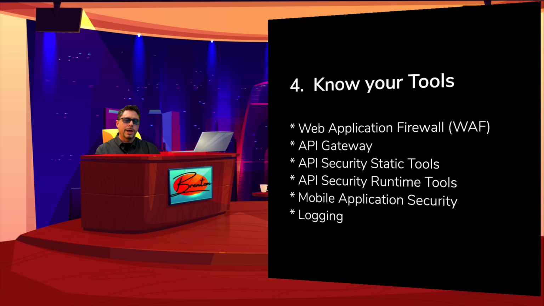At number 4, we have Know Your Tools. There are a lot of products that you're going to be using as part of your API strategy. You need to understand the function for each one in general and also the specifics of a particular brand to know what features that this product may or may not have. There are some key categories here that I want to hit on quickly.